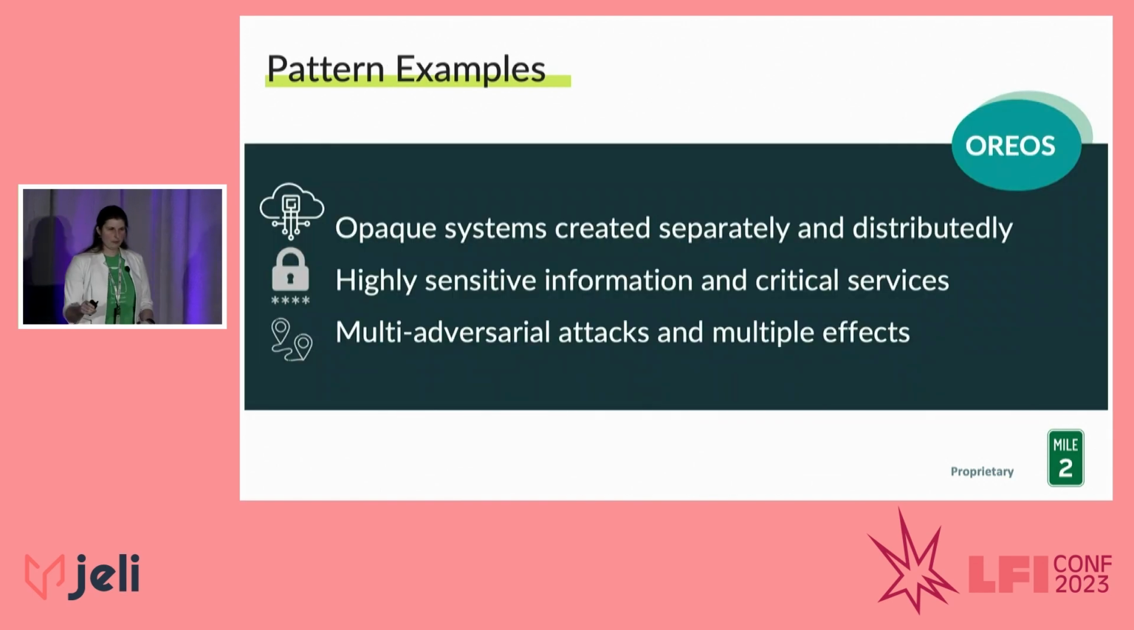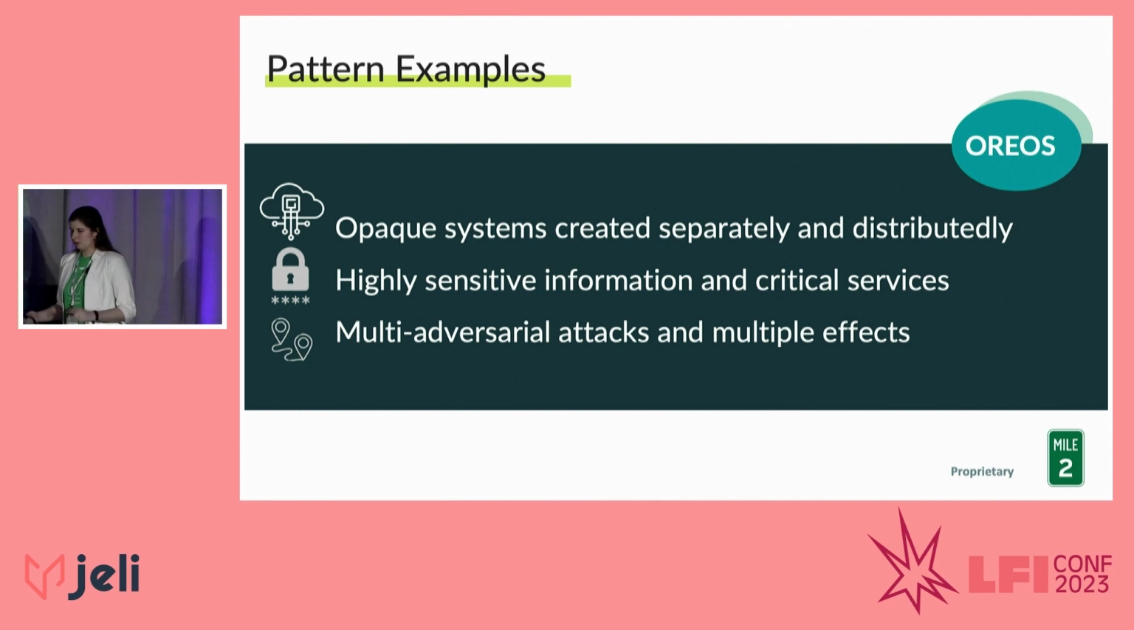So thinking about these patterns specifically in our world, we saw these opaque systems. We saw them created separately by distributed parties trying to work them together. We have highly sensitive information, of course, and critical services that need to be running and highly available for our customers. And maybe not unique to the DoD space, but certainly a big priority is the multiple adversarial attacks that we face every day from cybersecurity threats. We have to maintain these services, and it's very tough to maintain them when you're constantly under attack.